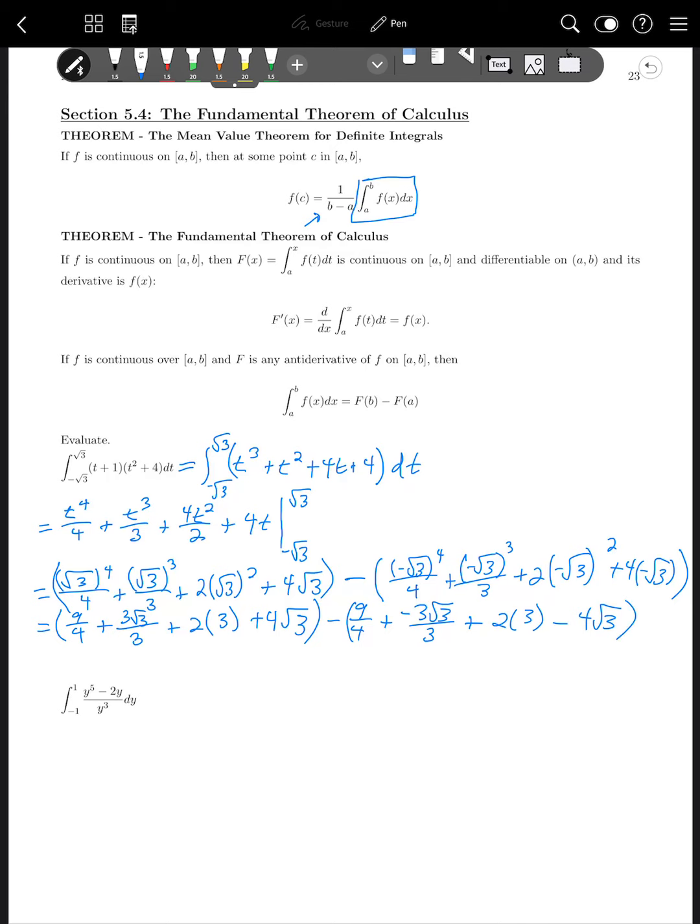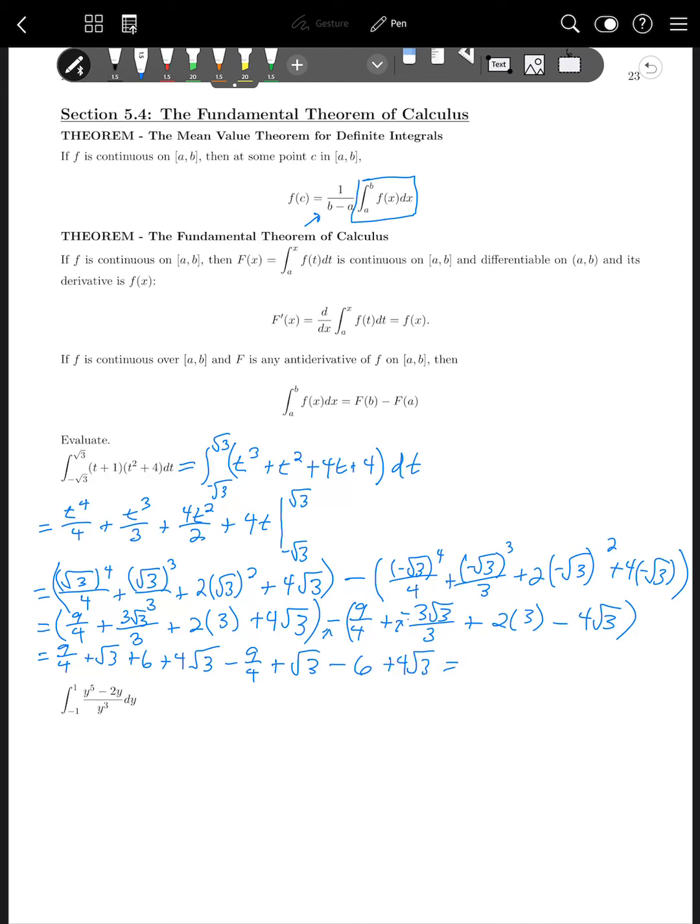Okay, so now we can combine like terms and see what we get. Here, I'll go ahead and write it out again. So let's simplify these. So 9/4 plus root 3 plus 6 plus 4 root 3 minus 9/4 plus root 3, right? Because it's a negative and a negative, so that becomes positive. Then 6 becomes negative 6, and negative 4 root 3 becomes positive 4 root 3.